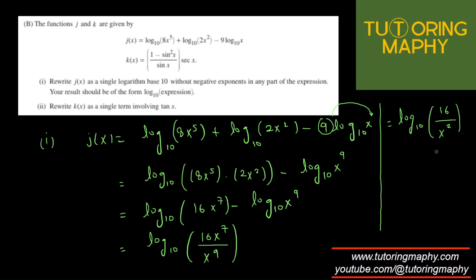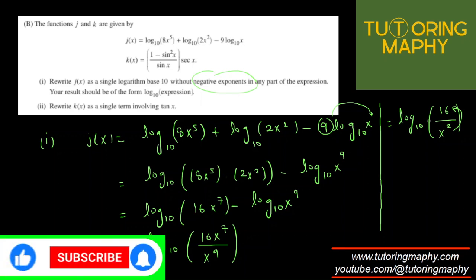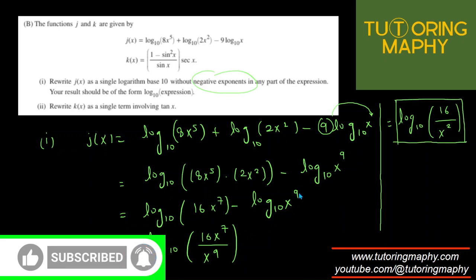And I think this is it because they don't need any negative exponents. Otherwise, I would have written this as x raised to minus 2 on the top. But I think this is what they need. So I'm just going to box it up. And this is my final answer over here.